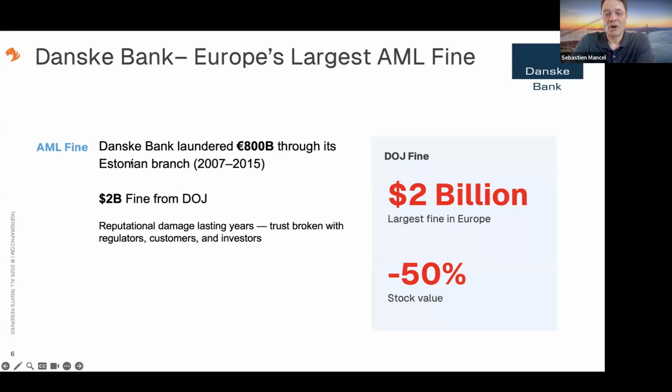The bank's stock price dropped by 50%, and reputational damage lasted for years. Trust was broken with regulators, customers, and investors alike. And Danske is not alone. Just last year, the DOJ fined another major bank $3 billion for AML-related lapses. So these cases show us the cost of failing to connect the dots across entities and transactions. So again, it's not just about compliance risk. It's an existential business risk. And this raises an important question: why do today's methods for entity resolution fall short?